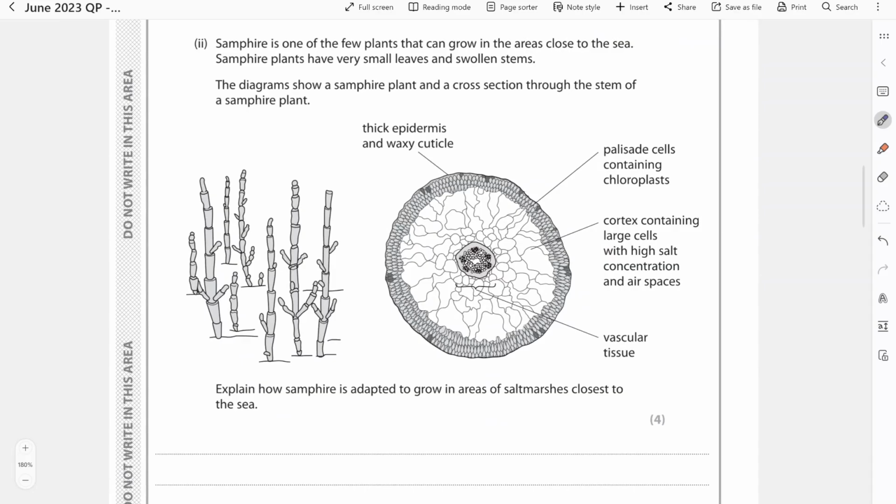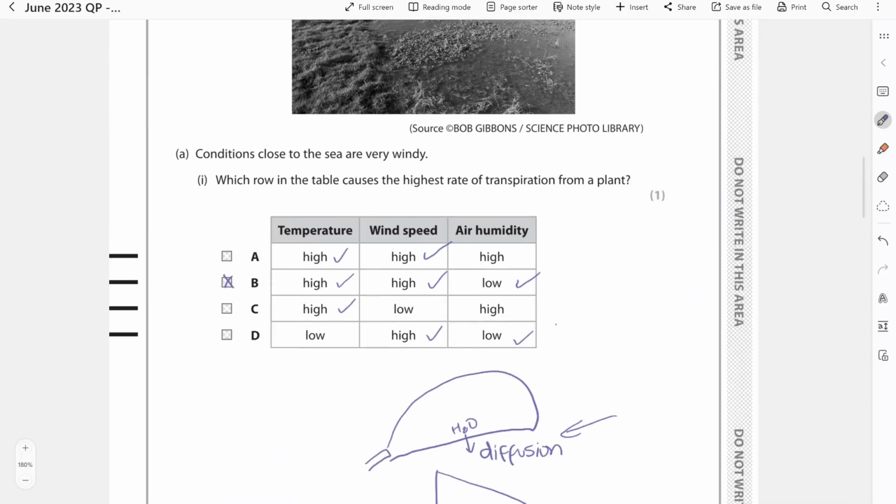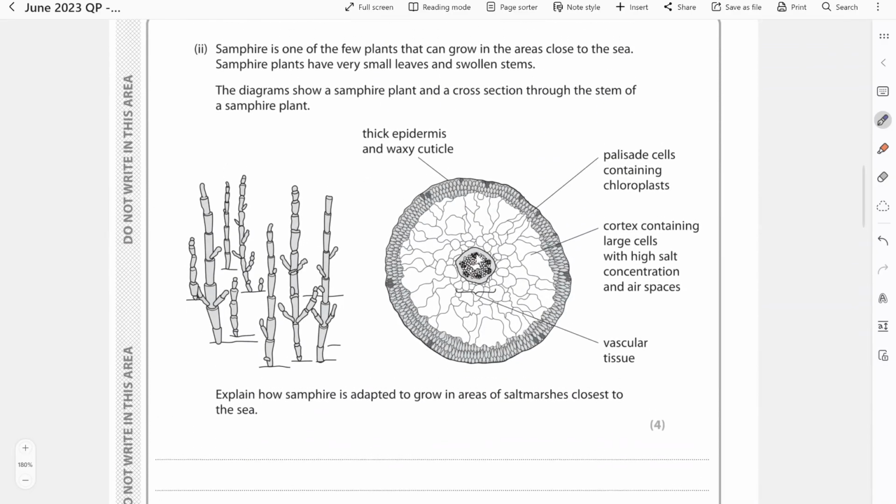Part 3. Samphire is one of the few plants that can grow in the areas close to the sea. Samphire plants have very small leaves and swollen stems. The diagrams show a samphire plant and a cross-section through the stem of the samphire plant. Explain how it's adapted to grow in areas of salt marshes closest to the sea. So just to recap, it is places that are regularly flooded with sea water and very windy. That's something to keep in mind.